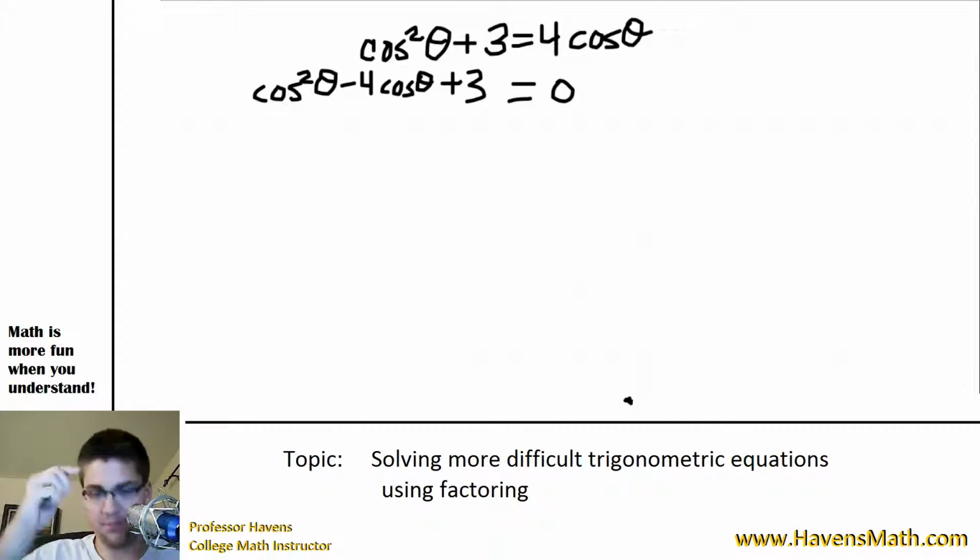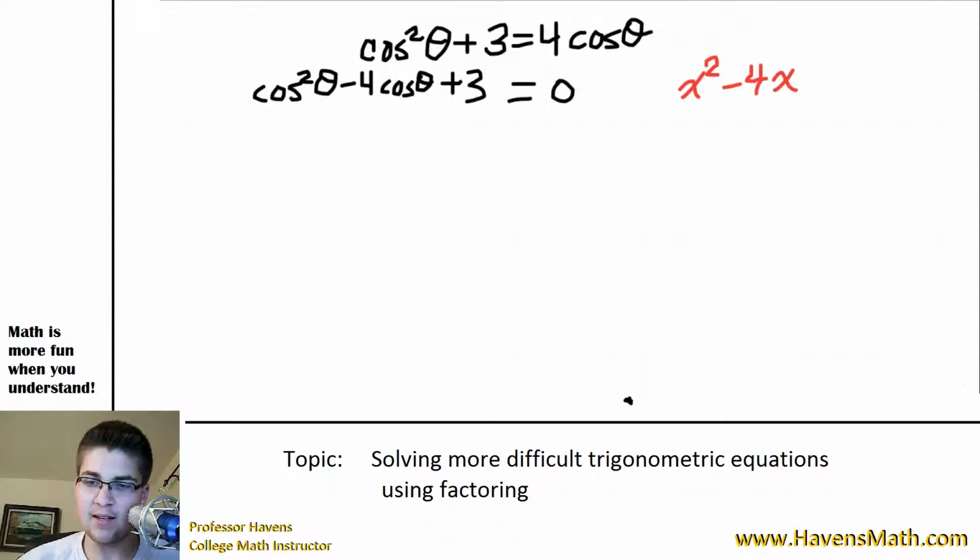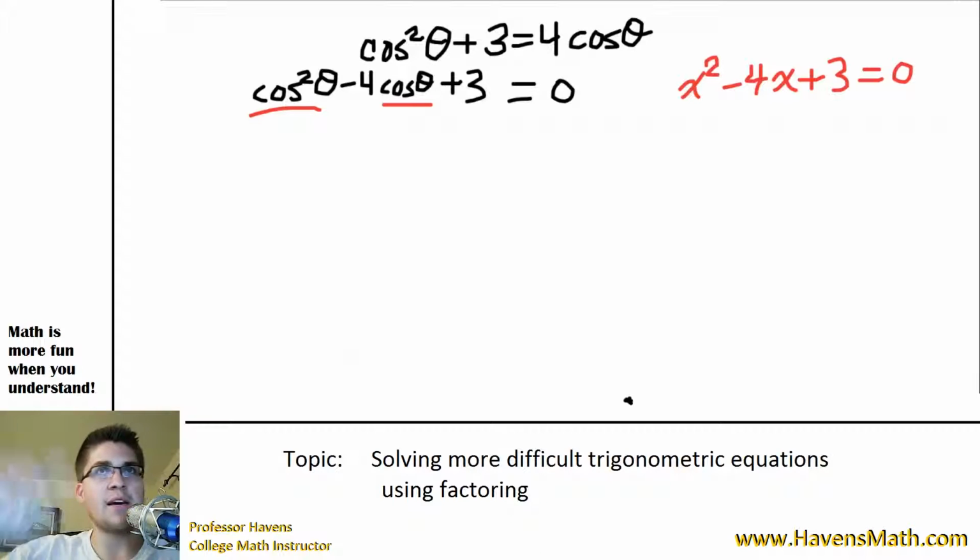And if you're wondering, how do I factor equations with cosine? What's nice is they're going to factor the same way that an equation with x would factor. So if we look at the synonymous situation, x squared minus 4x plus 3 is equal to 0, that's my comparison equation. Or you could even make the substitution x is equal to cosine theta, but I'm going to skip that in this case just to save a little bit of work.